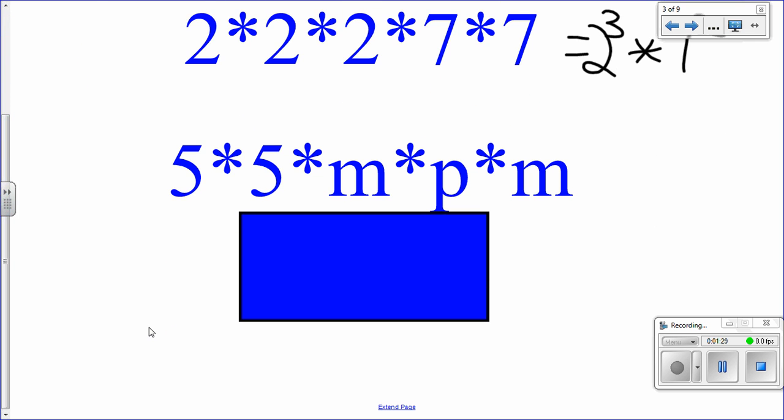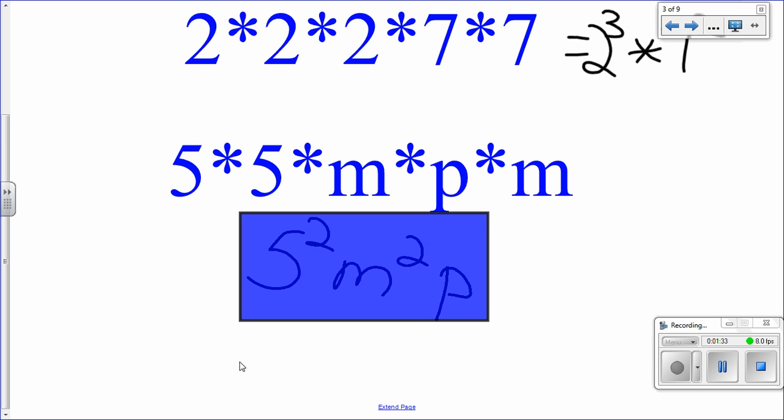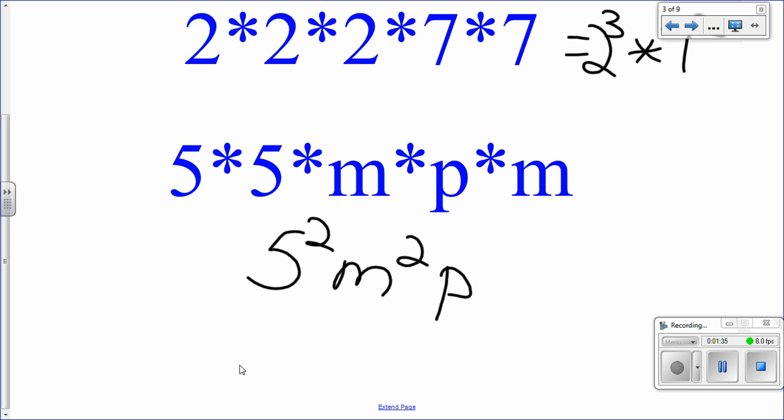5 times 5 times m times p times m. To write this using exponents, it becomes 5 squared, m squared, p.